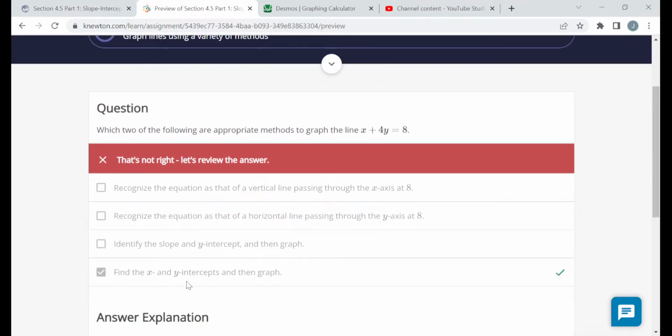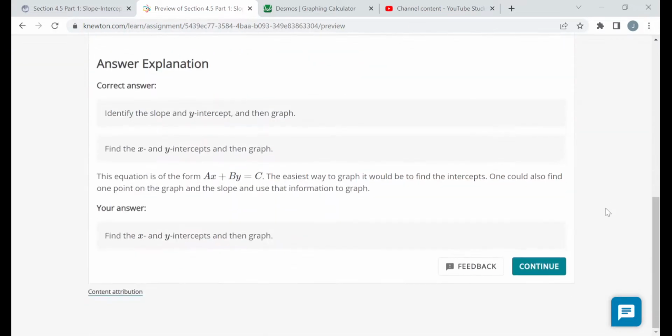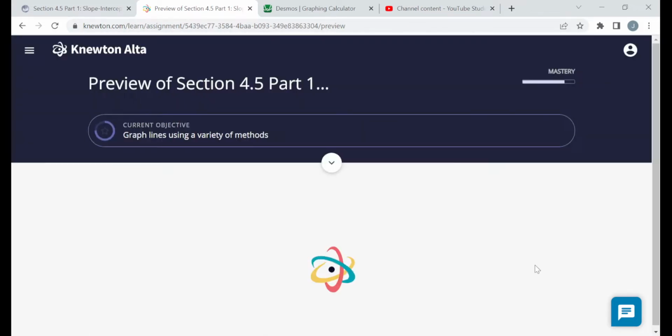So yes, finding the x and y intercepts and then graphing would work, but also, since it's got an x and a y, it's not going to be a vertical or horizontal line, but you could find the slope and y-intercept and then graph, right? Put it in slope-intercept. Okay, so I didn't read the problem there. I do apologize. So that's going to back me up a bit.